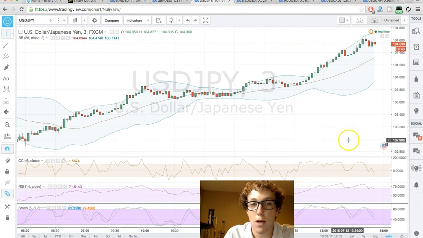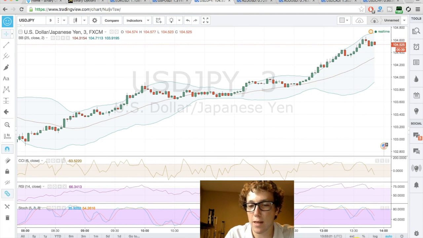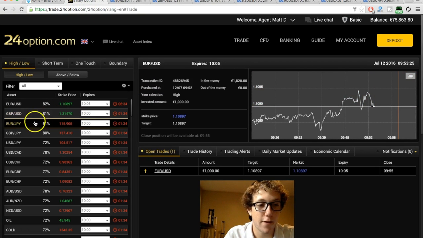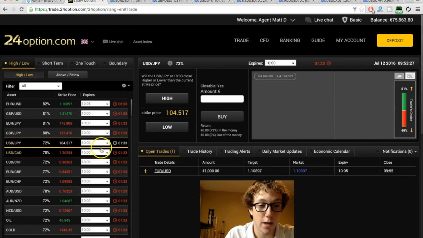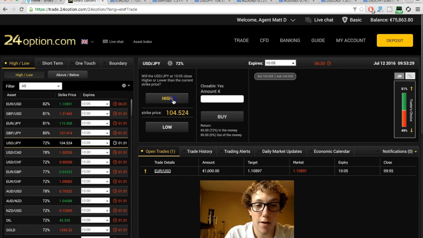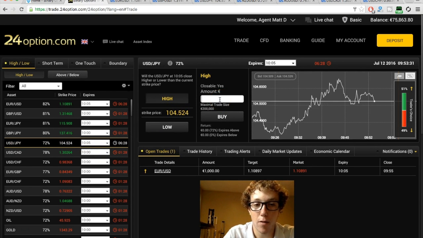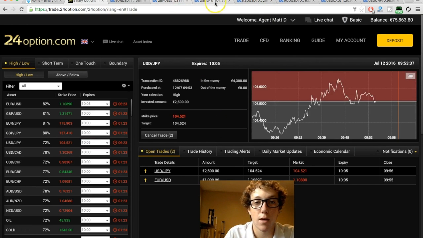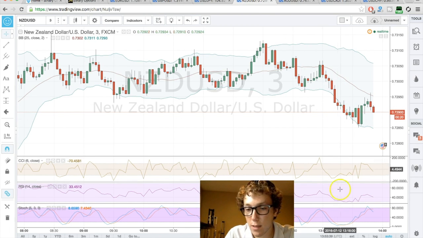Now the US Japanese yen has been a steady uptrend, and even since the US market opened, the steady uptrend has continued. So this is a very strong call trade. So again, 15 minutes, 10:05, a high trade, and we're going to put a big amount on this one. Let's do 2,500. All right, perfect.